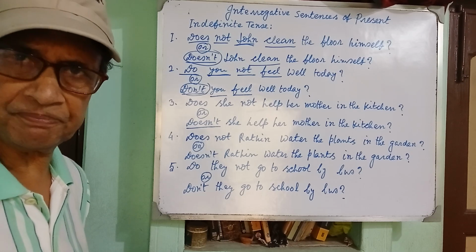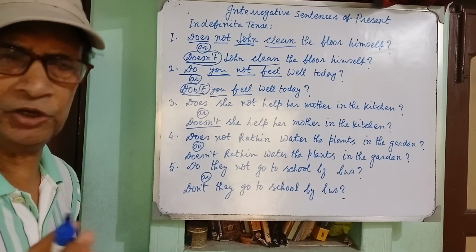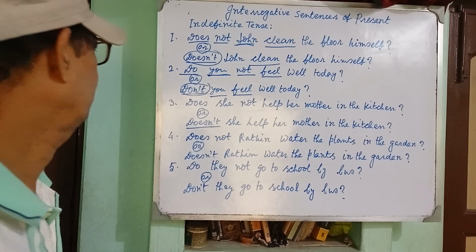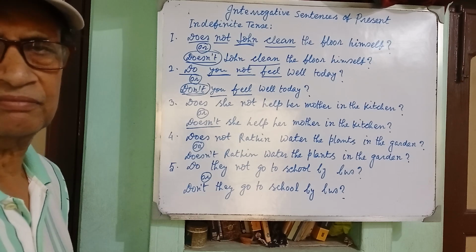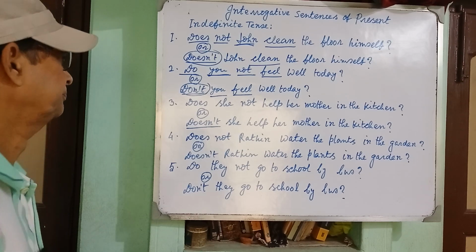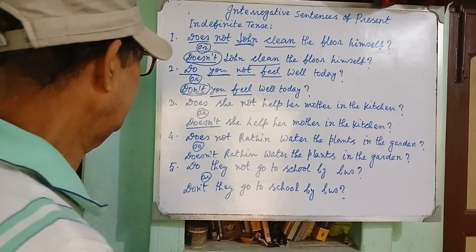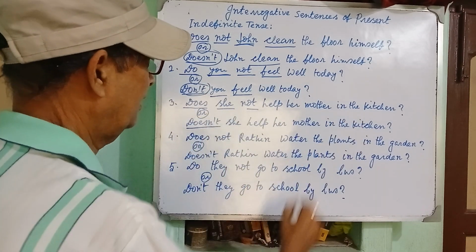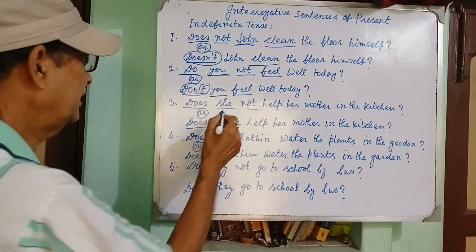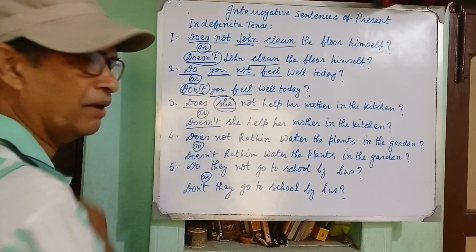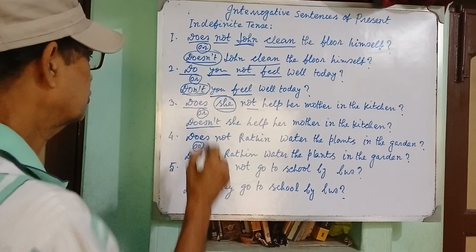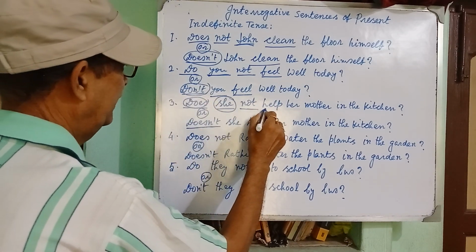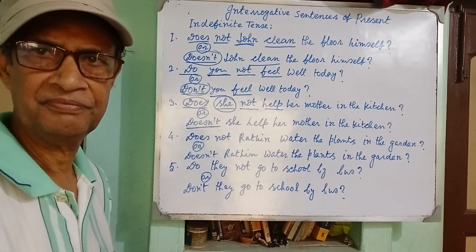Just don't try to skip a single line of the video because it's a very important lesson for the school going boys and girls. Now my item 3. Does she not help her mother in the kitchen? You see, she is third person singular number but a pronoun. So, does, then the negative form, then the principal verb.